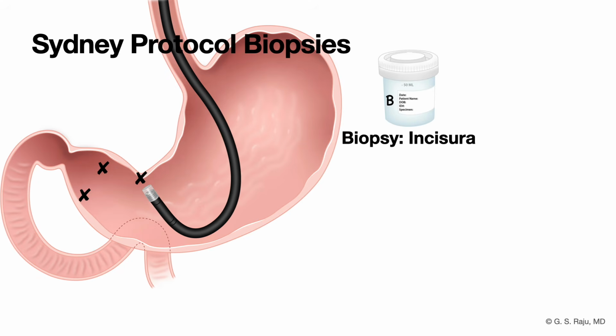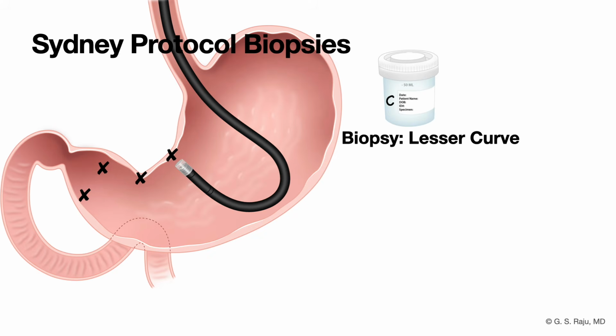Biopsies from right there go into their own jar. Jar B, also clearly labeled. Jar B for incisura. So we're already separating samples from areas that are pretty close together. Exactly. Precision matters here. Then you move up into the body of the stomach.